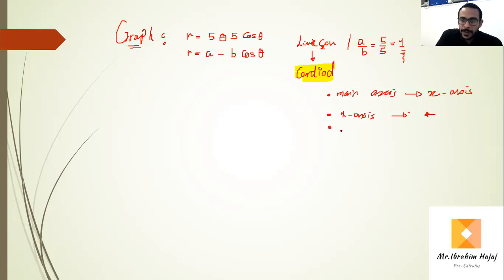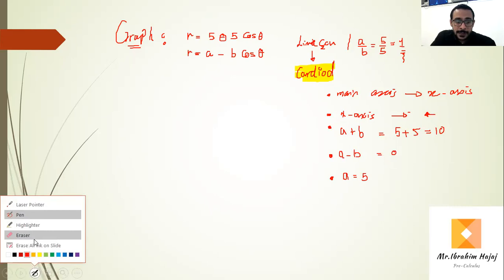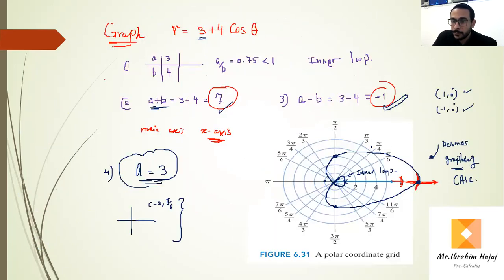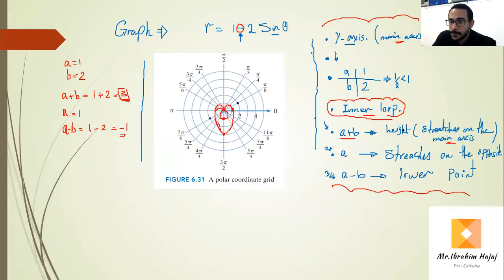What should we do else here? We have to find a plus b. So 5 plus 5 equals 10. And a minus b equals 0, and a alone is 5. What does a plus b mean? What does 10 represent here? Move back to the table. I said that a plus b is the height, the distance along the main axis. So it's stretched on the main axis.